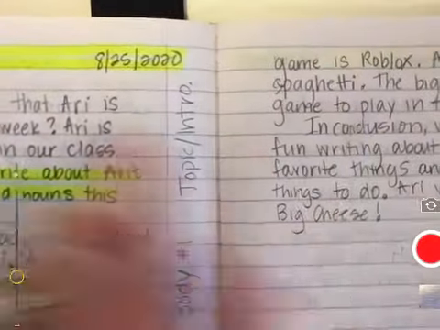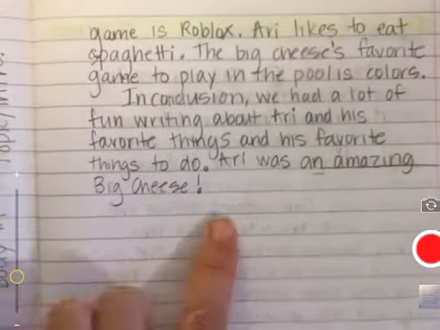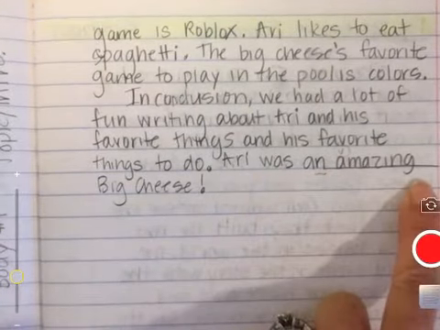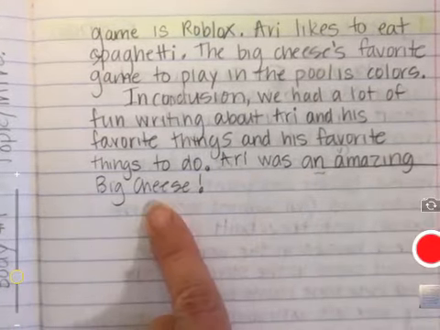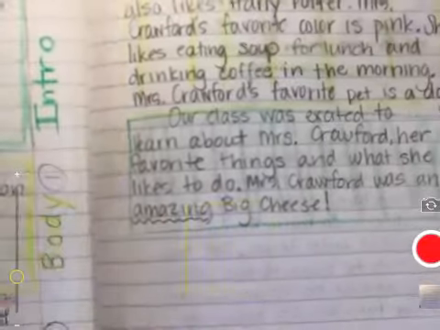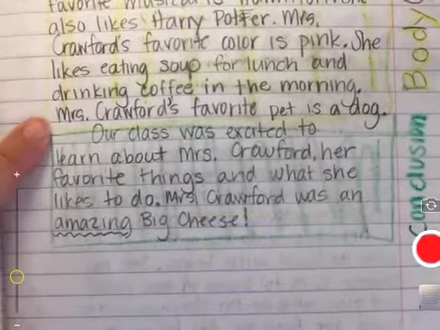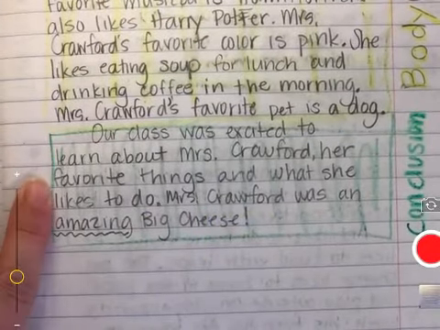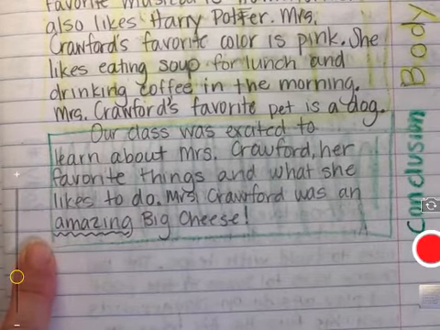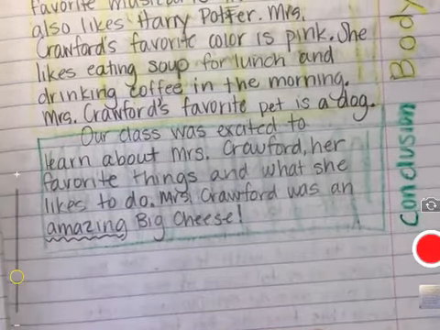And then we added another sentence here that just said something fun. Oh, Ari was and we came up with an adjective, a blank big cheese. Let's see, what did we do for the essay on Mrs. Crawford? Okay, we did the same thing. Our class was excited to learn about Mrs. Crawford, her favorite things, and what she likes to do. And then we said Mrs. Crawford was an amazing big cheese.